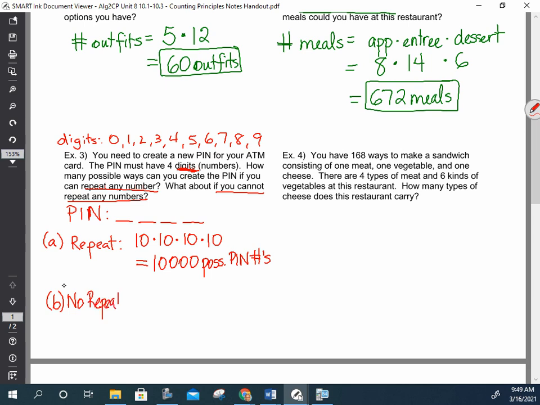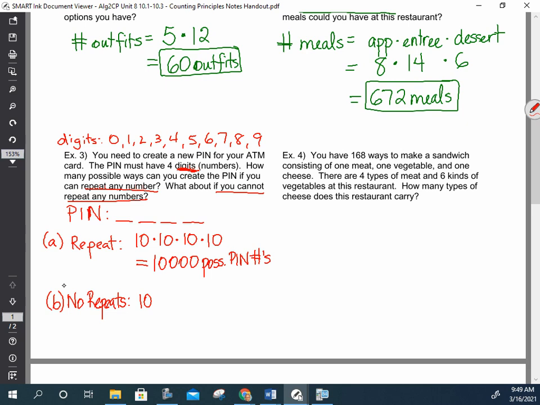What about if you can't repeat? What if nothing can be repeated? That means if you use one number, you can't use it again. So, for the first number, you've got all 10 choices available to you.